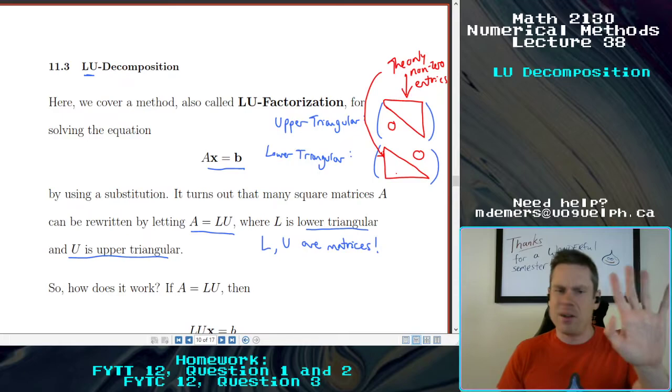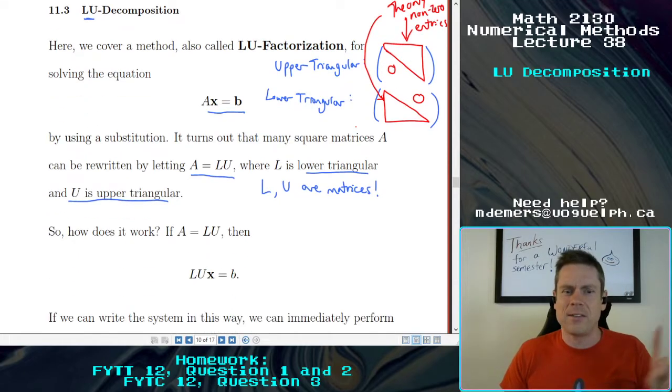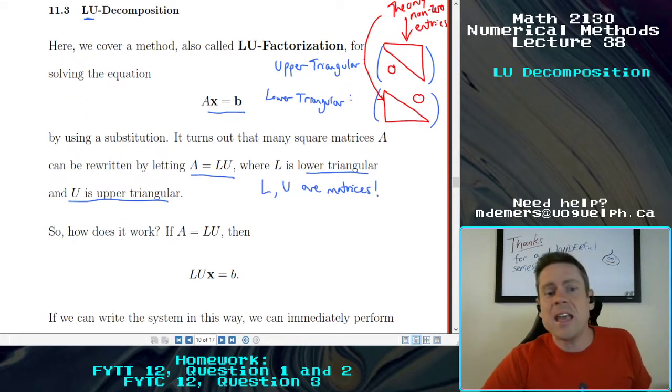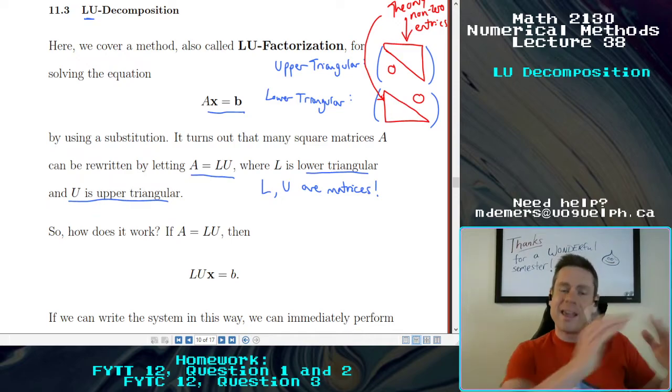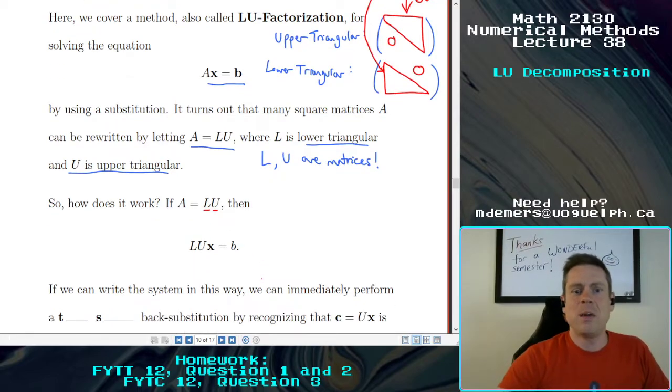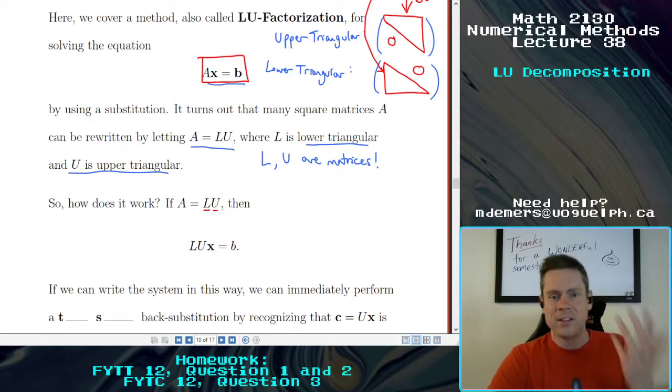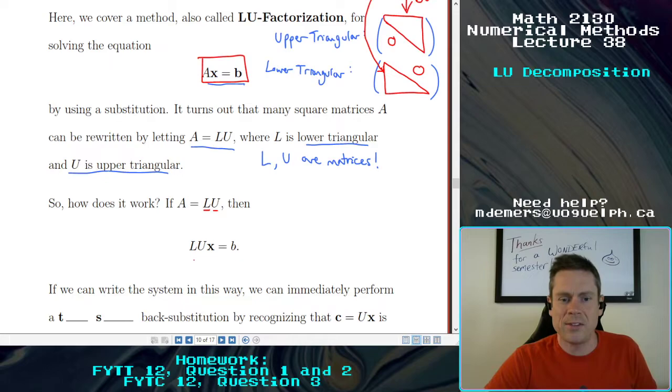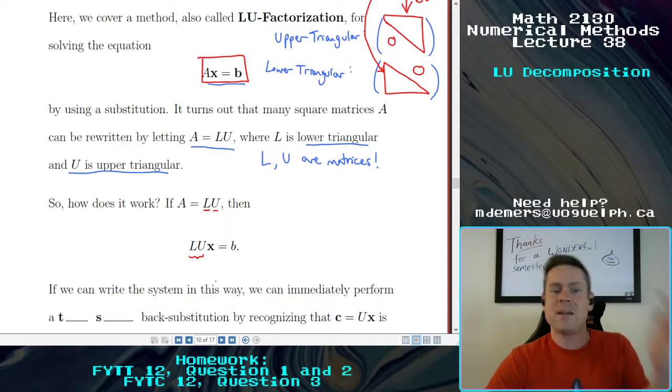And so, okay, why is this important? Well, let's think about this. If A is equal to LU, we're writing A as a product of two other matrices, A equals L times U. Then we could take this equation, Ax equals b, and if A is LU, I can simply replace the A that was here by an LU. And so what do we have? We have L times U times x equals b.